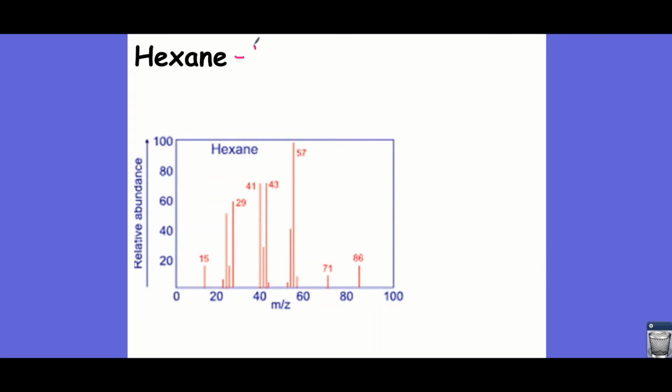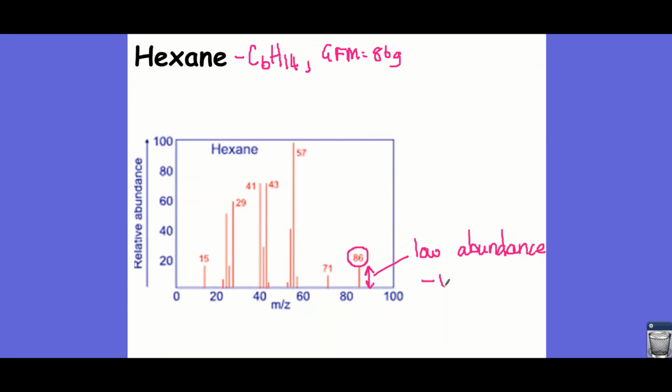This is a spectra for hexane. So you get C6H14. We know it should have a gram formula mass of 86 grams, and indeed that is the value of our base peak. But have a look at the difference in the height here. It's much smaller. There's a much lower abundance, which indicates that this molecule will fragment much more easily.